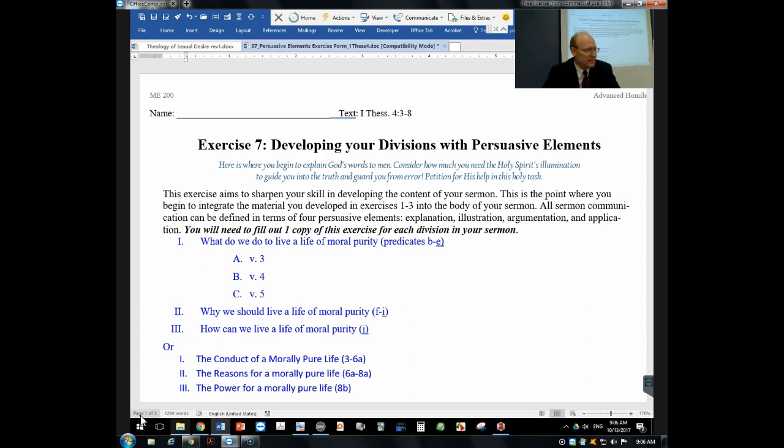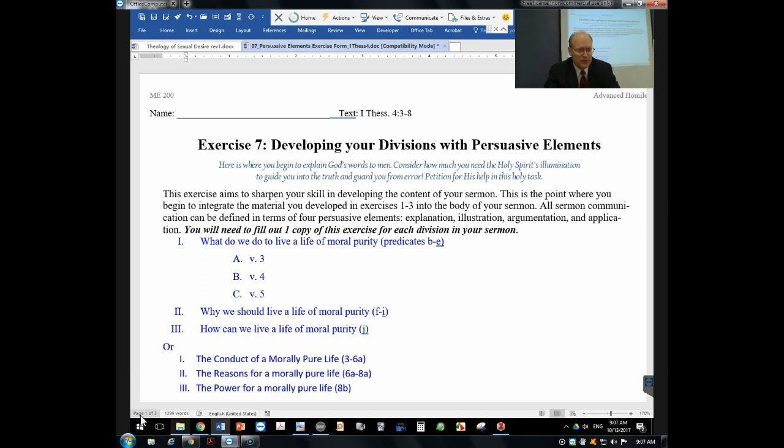Just in case I didn't say it in my lecture on James, let me say again that you do not have to do these in a particular order. You can combine elements of these. You can explain and argue simultaneously. You can explain and not argue, go straight into illustration. If you don't even think illustration is necessary for a given point, you can go straight to application. So how you combine and cause these to interact is variable.